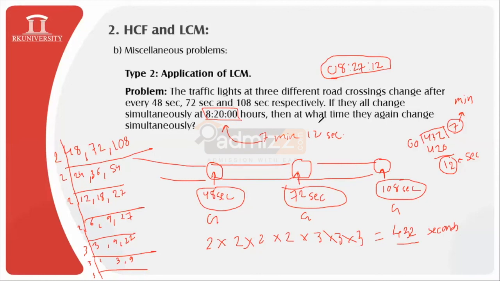For that, we need to find the LCM of the given values, that is 48, 72 and 108. Once you find the LCM value, you will get 432, and this value will be in seconds. You need to convert this 432 seconds into minutes and seconds, so you divide 432 by 60 to get 7 minutes and 12 seconds. Then you add this to 8:20, and the final answer turns out to be 8 hours 20 minutes and 27 seconds. Sorry, 8 hours 27 minutes and 12 seconds respectively.